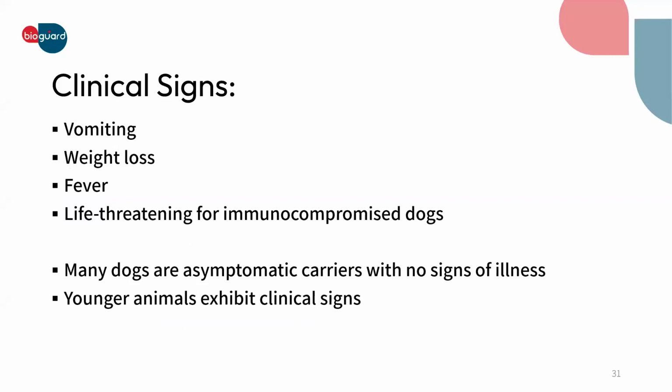Other symptoms combined with the diarrhea can be vomiting, as well as fever or weight loss. Weight loss is, of course, one of the very precise symptoms seen in the dog, because many dogs carrying Giardia are actually asymptomatic. However, they will not show you any sign of illness. However, over the course of time, you will see a lot of weight loss happening in the dog. And especially the younger dogs exhibit a lot of clinical signs because they are more prone and immunocompromised at that stage.